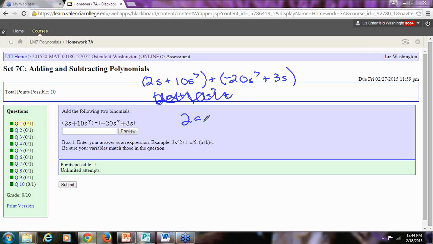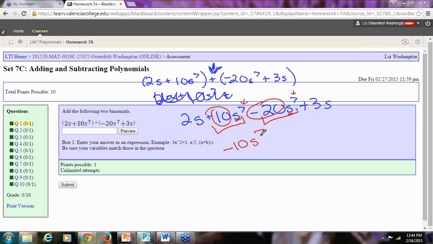So I'm going to write 2s plus 10s to the 7th. And then right here, it's plus a minus. I don't need all that. It's just minus 20s to the 7th plus 3s. Now, if this was a minus sign, that'd be a different story, but it's not. So now I'm just going to look for like terms, which means what has the same exact variable with the same exact exponent. These both have an s, and they both have to the 7th power. So that means I can combine my coefficients and get a negative 10s to the 7th, and then 2s and 3s give me a positive 5s.